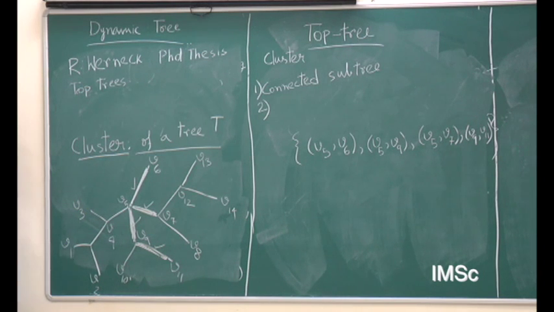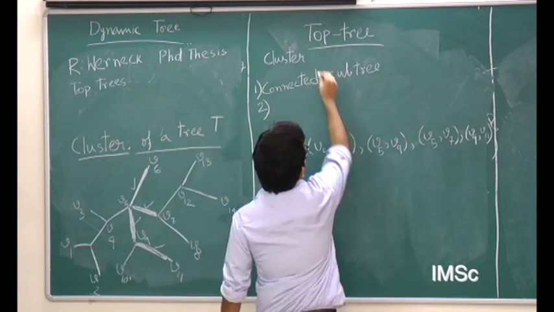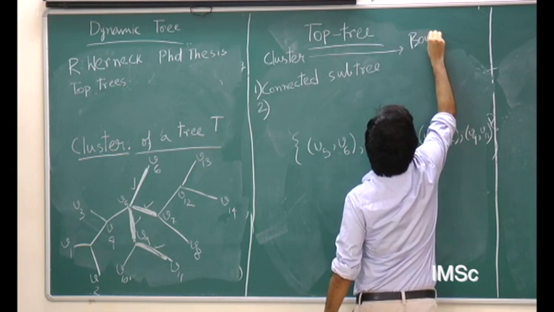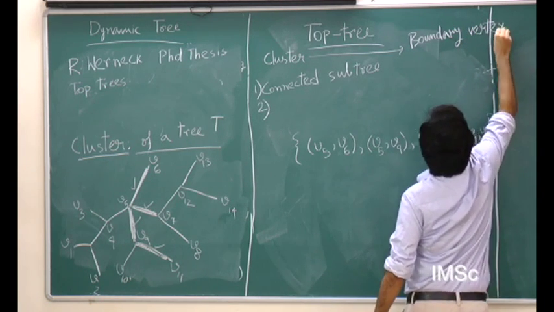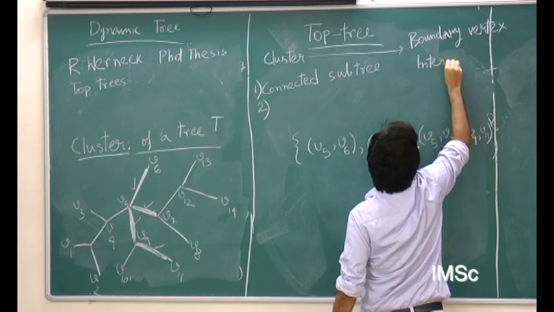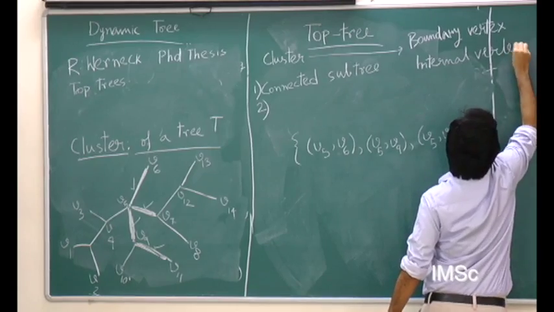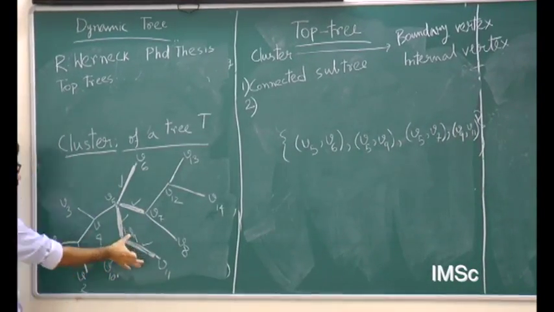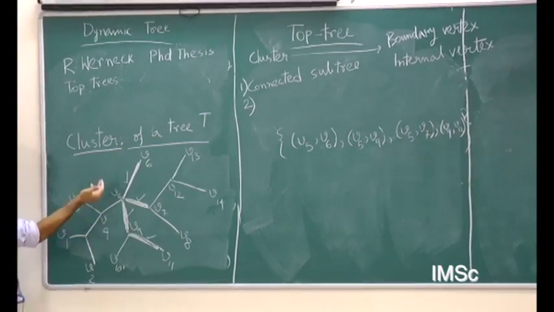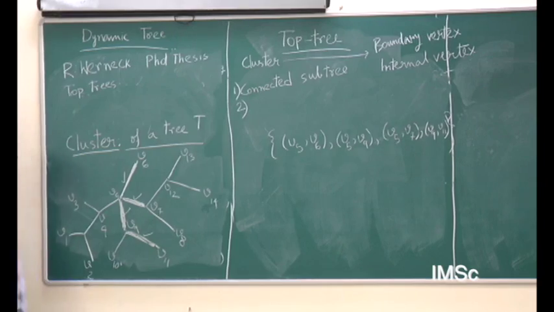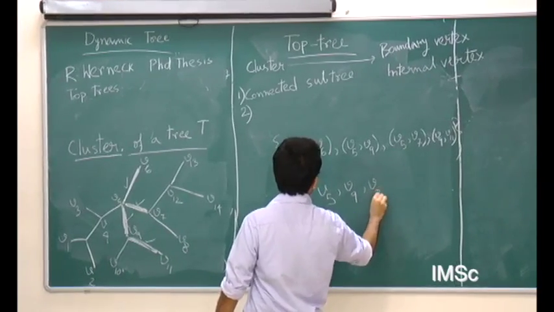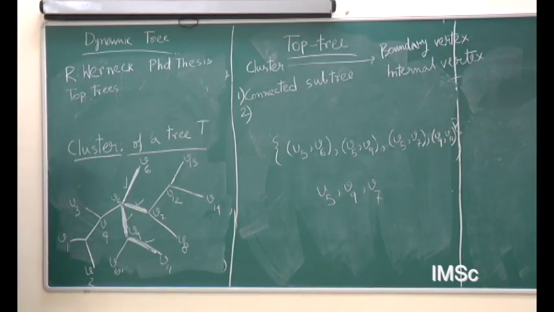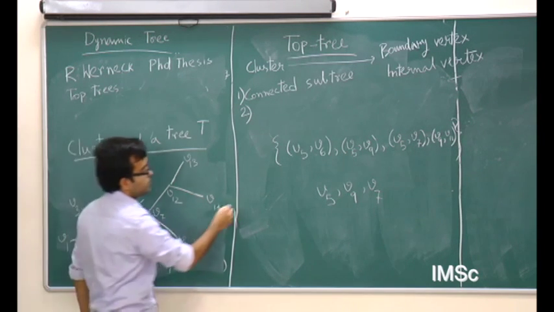Now, the point is, this is also not a cluster for the following reason. We will define the notion of a boundary vertex. In a cluster, you have a boundary vertex and you have an internal vertex. Intuitively, just by looking at this term, can you tell me what are the boundary vertices in this cluster? Exactly, V5, V9, V7, right? This is the boundary of the cluster.